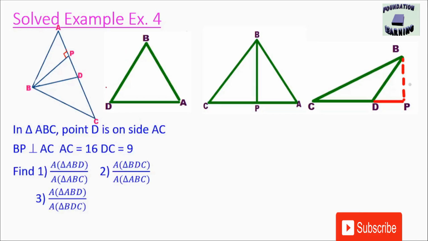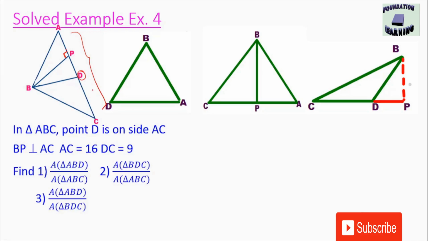Example 4 we are taking now. Here we have triangle ABC. Point D is on the side AC. BP is perpendicular to AC. That means this is 90 degrees, or we can take it as a height.